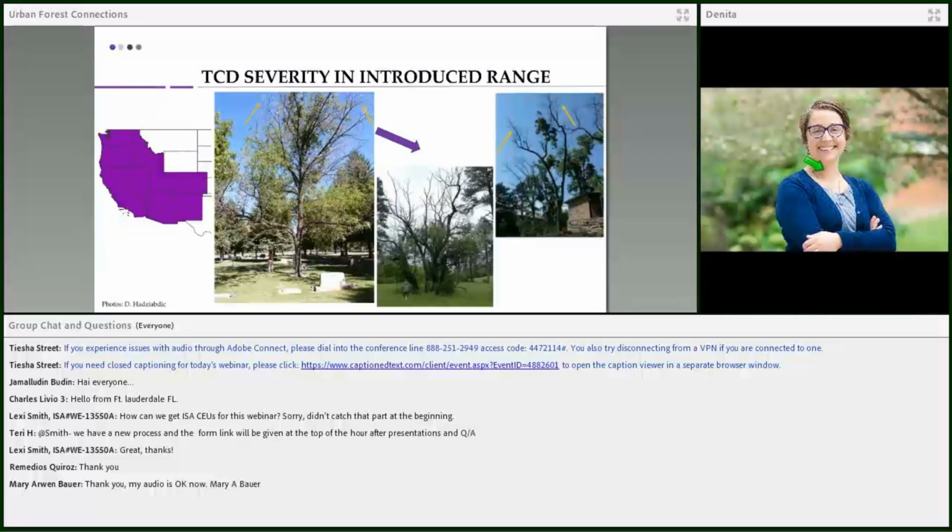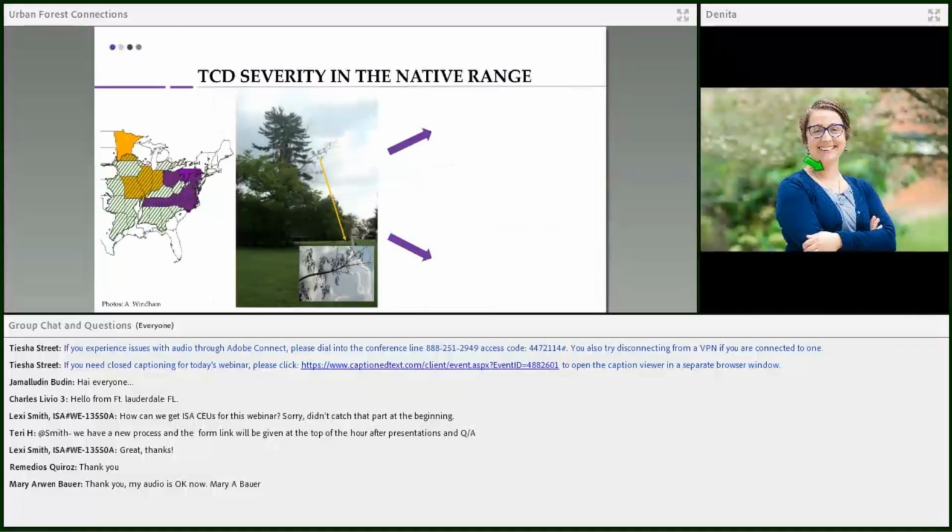Unfortunately, although Arizona walnut is least susceptible under the greenhouse inoculation trials, this is one of those Arizona walnuts that is almost entirely dead. So although it's least susceptible to disease pressures, still the disease itself can be devastating to a number of trees.